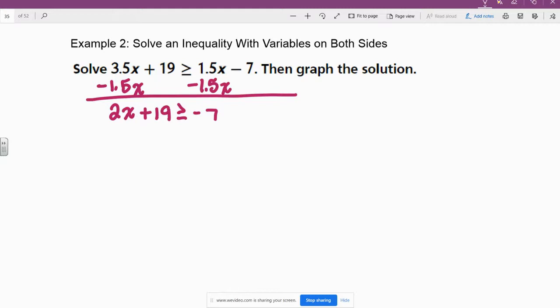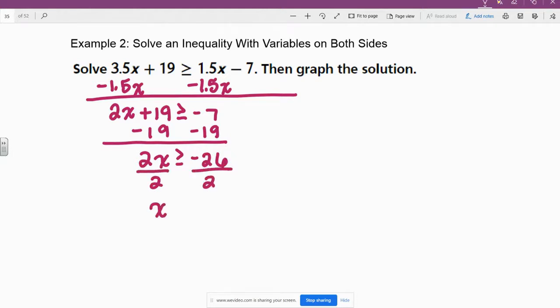Now I'm going to get rid of the 19. So I'm going to subtract 19 from both sides. I get 2x is greater than or equal to -26. Divide by 2. X is greater than or equal to -13.